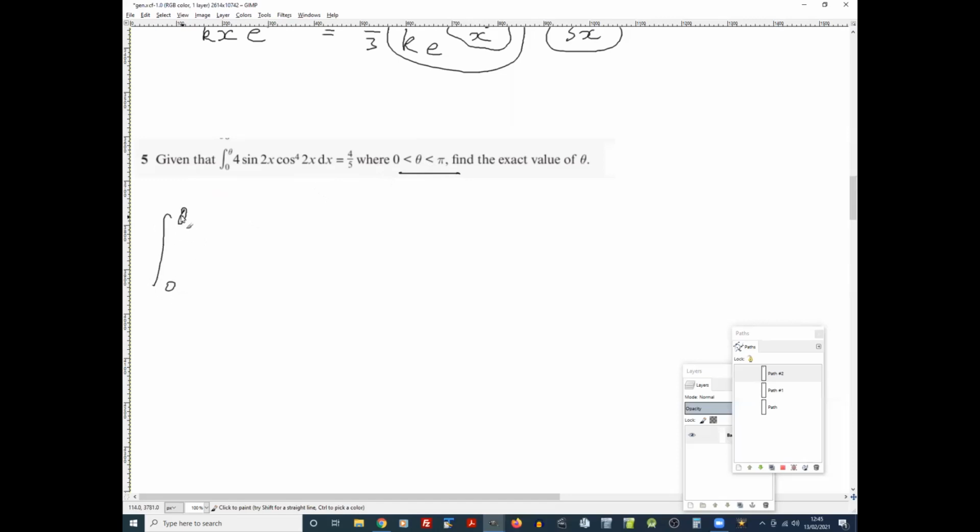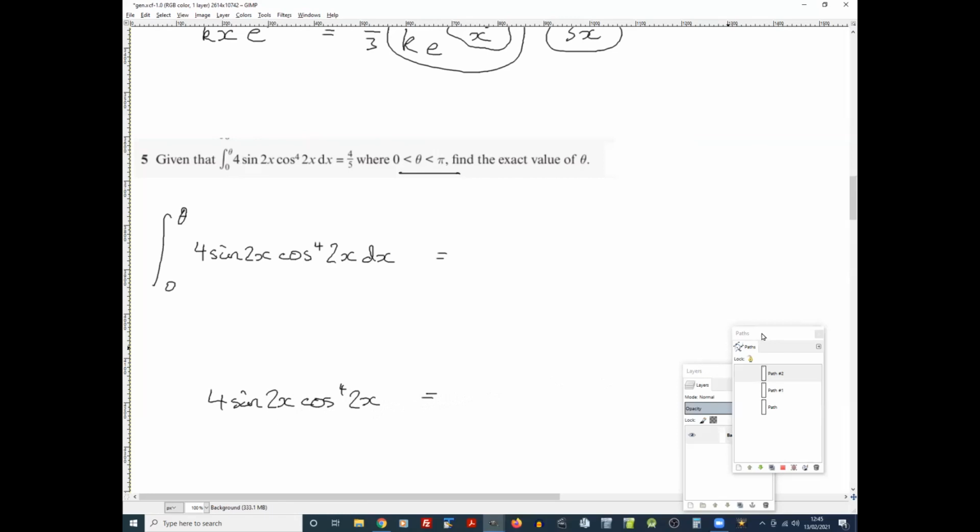So from 0 to theta of 4 sine of 2x cos to the 4. Oh, I see. Just in terms of an unknown constant angle, but restricting the range of that constant, which is not a variable. It's confusing, I know. So how shall we pass 4 sine 2x times cos to the power 4 of 2x?